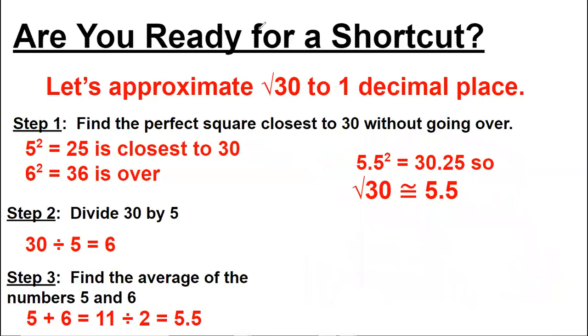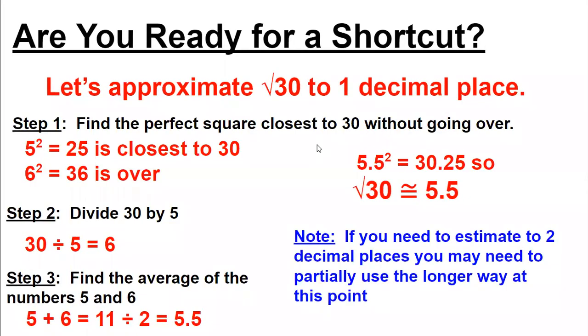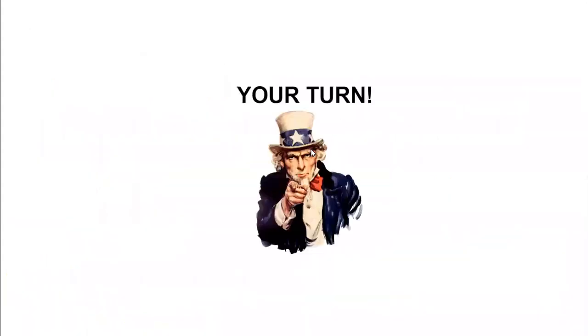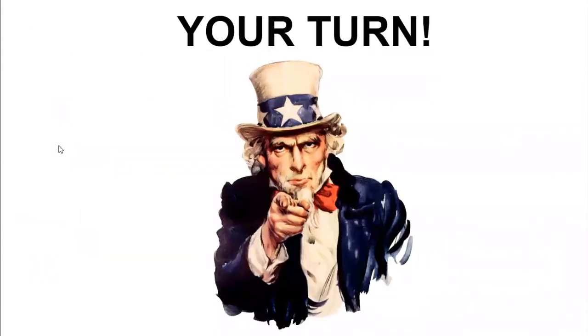Now I believe I'm going to have you use the shortcut method. I was just saying here, if you need to estimate to 2 decimal places, you may need to partially use the longer way at this point, which is what we just showed you. So now it's your turn to try the shortcut method. So give it a try. See you back in a minute.